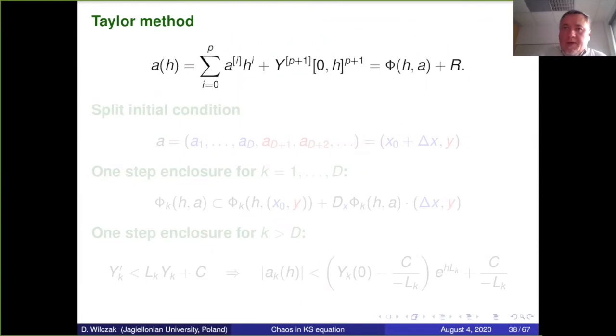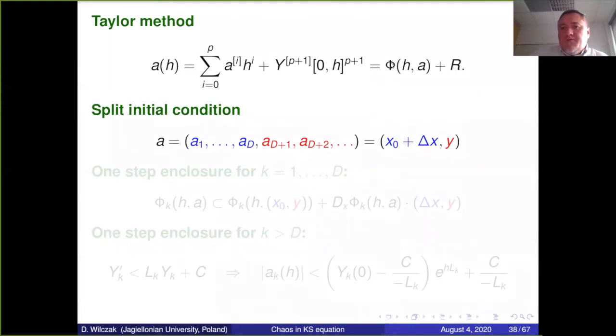Given the enclosure, we can compute the trajectory after time step h using the Taylor method or the Hermite-Dobreshkov method on the main nodes. And here is our numerical scheme. For instance, this can be a Taylor method. And we also have to split the initial condition into two parts.